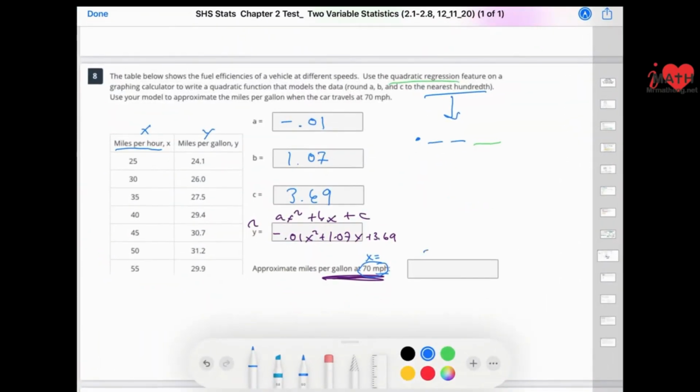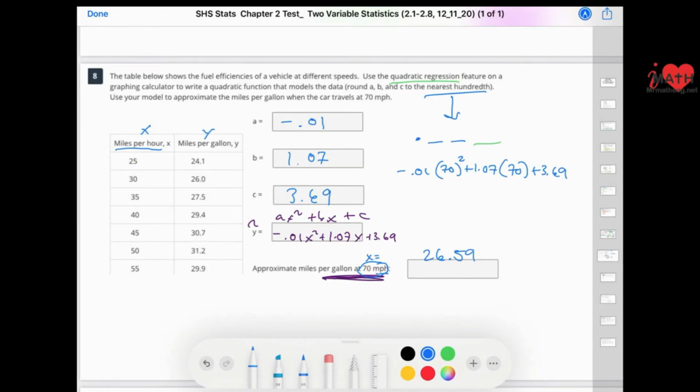Let's see if that's good enough. That's using our calculator, 26.59. And question number 8. Ooh. That number is off. Okay, let's see if we can do better by putting it in here: negative 0.01 times 70 squared plus 1.07 times 70 plus 3.69. So I'm going to square it first.